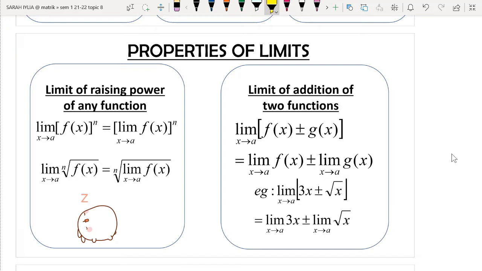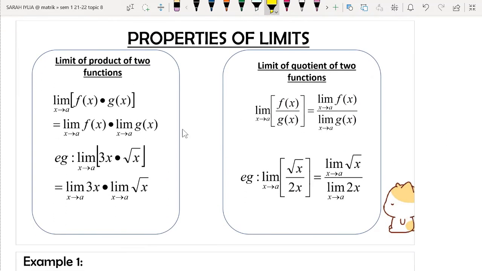Okay. And then moving on, number 5, we have the limit for addition and subtraction of 2 different functions. So if we have f(x) plus minus g(x), then we can open up this bracket as the limit of f(x) plus minus the limit of g(x). For example, here dia buat kat situ limit of 3x plus minus zx. So we can open this up as the limit of 3x plus or minus the limit of zx. Kita boleh buka satu-satu.